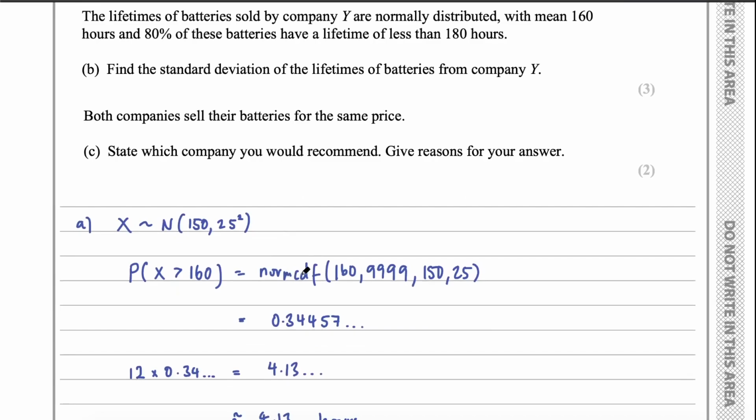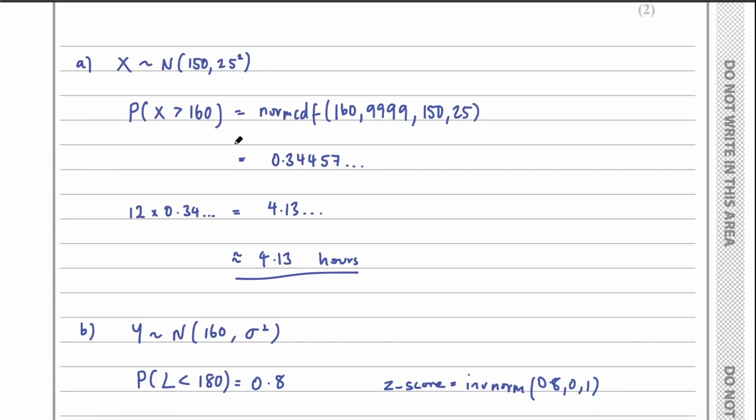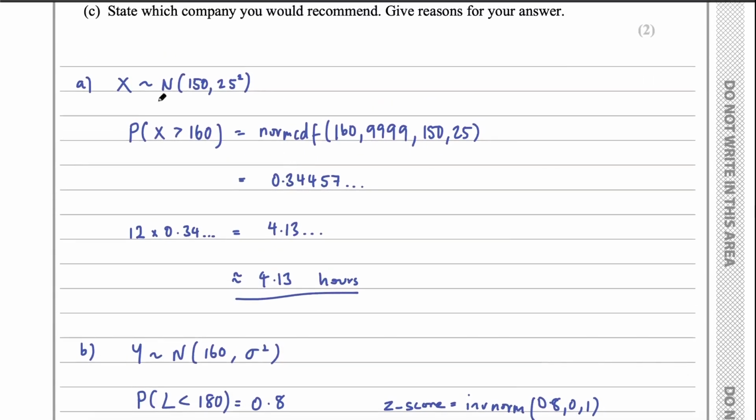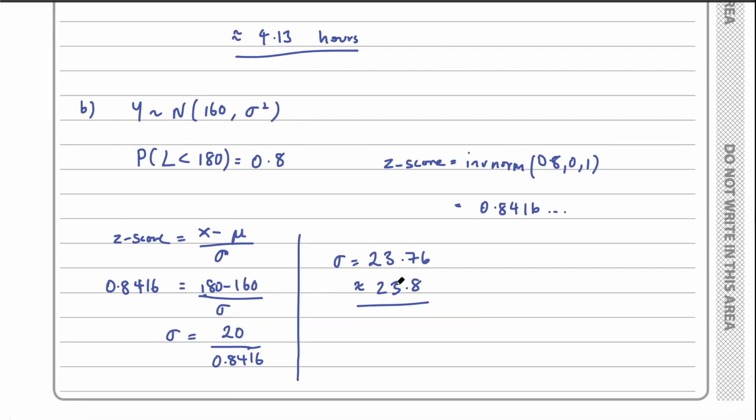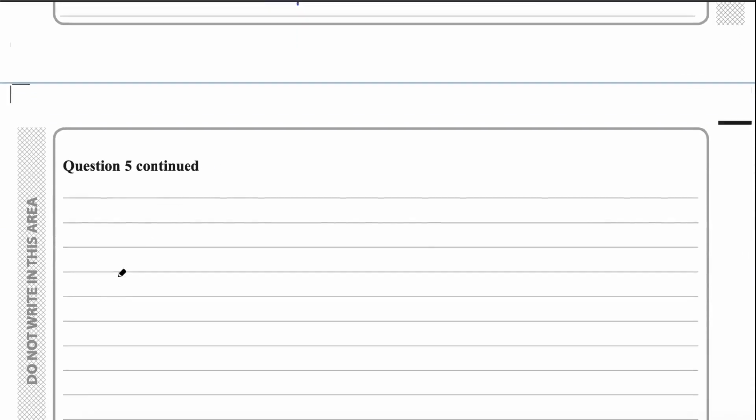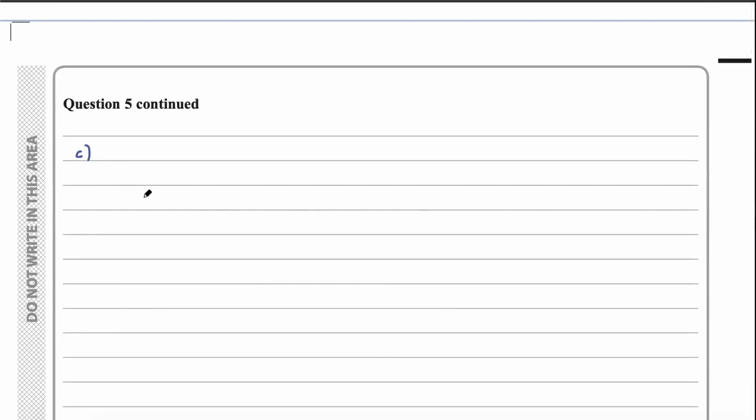Well, let's look at the mean and standard deviation for company X. That was 150 and 25. Company Y is 160 and 23, or almost 24. Now the standard deviations aren't that different, but the mean for company Y is higher than for company X. So I would choose company Y because on average, I would expect a greater lifetime on the batteries. So that's going to be my answer for C.